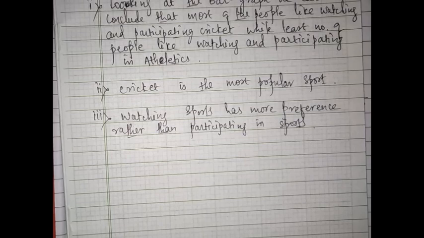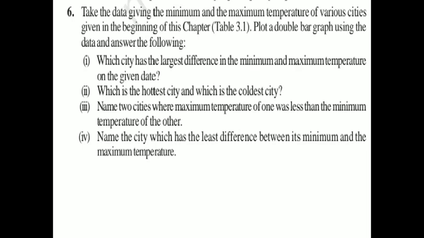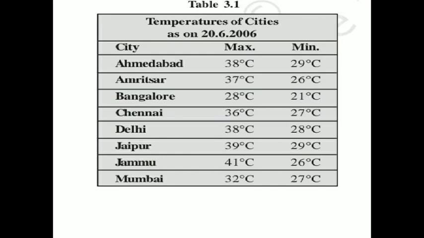Okay student, here we have the question number 6. The question states that, take a data giving the minimum and the maximum temperature of the various cities given in the beginning of the chapter. So the table is given in the beginning of the chapter. The number of the table is table number 3.1. Okay. So what you have to do is plot a double bar graph using the data and answer the following question. So first of all, before that, let me show you the table. I have a table for you also. This is table number 3.1, which is in the previous of the chapter.